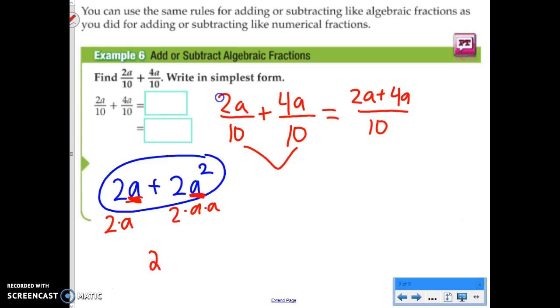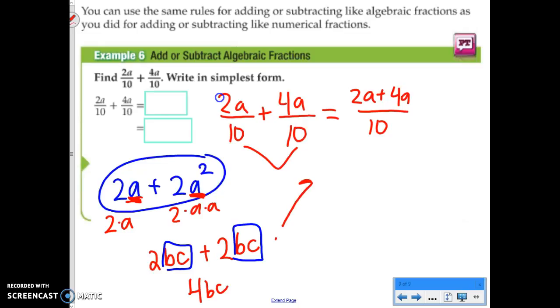If I had 2bc plus 2bc, well, now I can add these. I look after my coefficient here at everything to the right of it, and if these match identically, then we can go ahead and add or subtract those. So I really get 4bc.